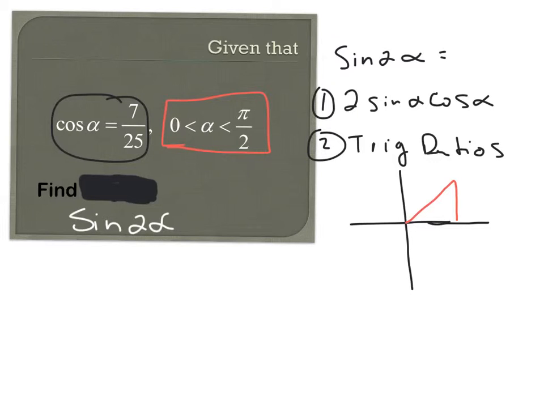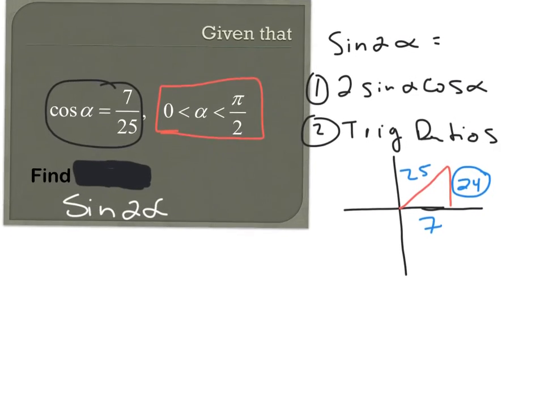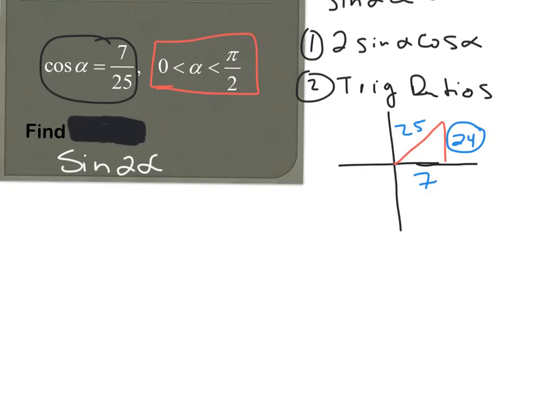So in the first quadrant, I know cosine is adjacent over hypotenuse. So my adjacent is 7, and this is 25, so 24 would be the opposite side. And so now I'm able to find out what sine is. So I know, and I'm going to go ahead and continue here in the bottom left, I know that cosine is equal to 7 over 25, and sine is equal to 24 over 25.